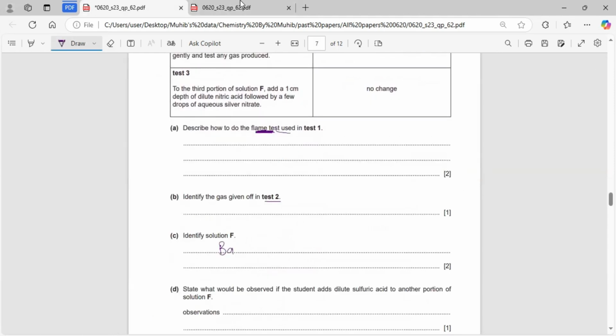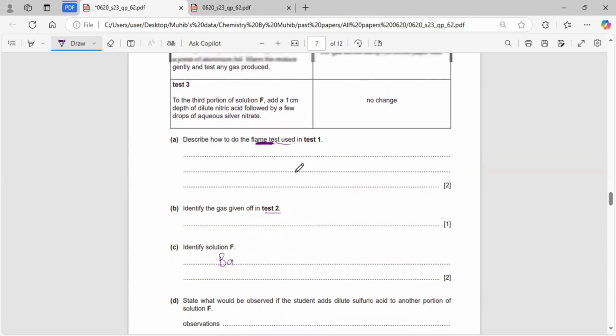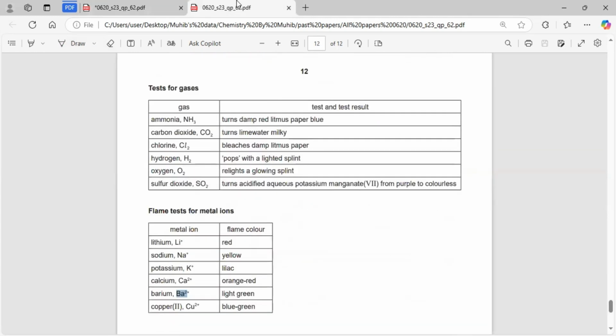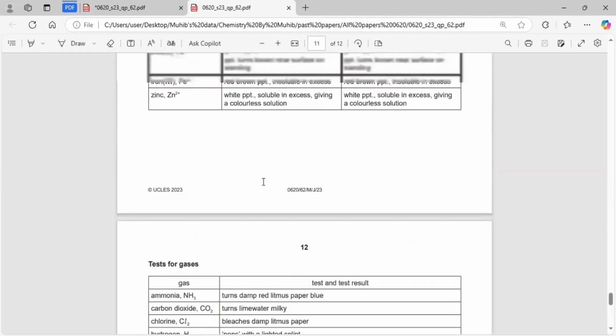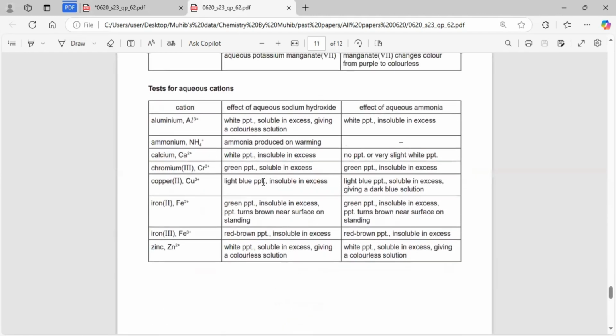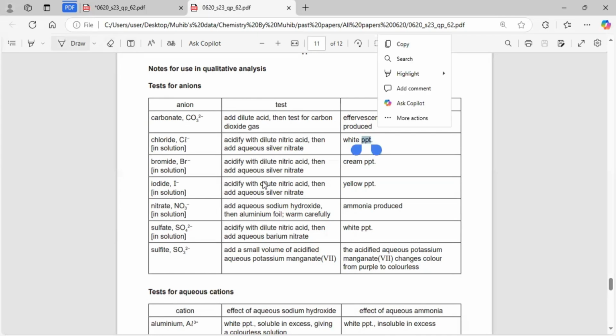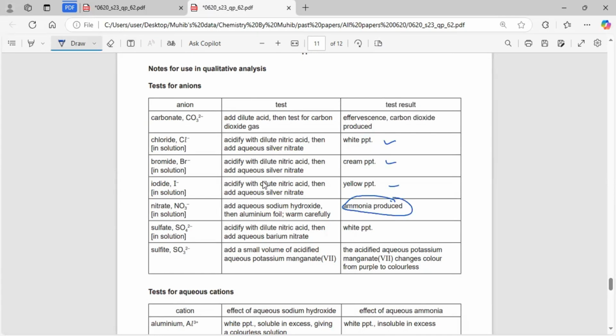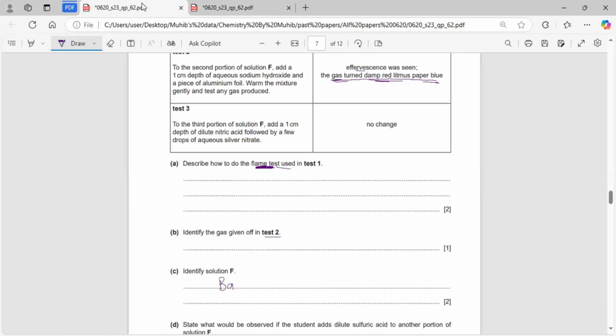And what about the anion? The anion is releasing ammonia gas. So we are going to look over here at which gas is released: ammonia, carbon dioxide, white PPT, cream. Yes, over here ammonia is being produced, right? So it means this will be nitrate. So we can say that this is basically barium nitrate.